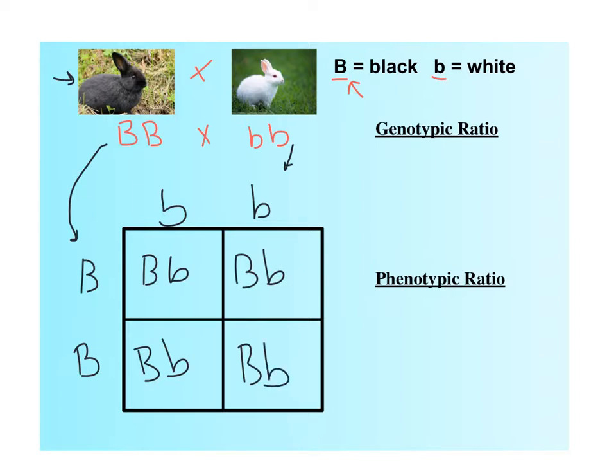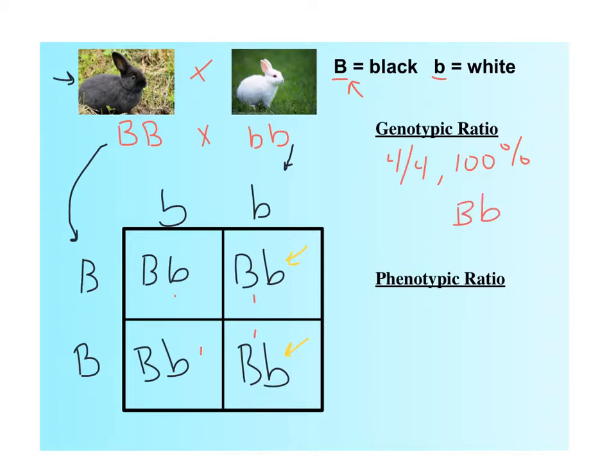Genotypic ratio. That's just the ratio of all the different genotypes that we get. Now, if you notice, they're all the same. All four boxes, 1, 2, 3, and 4, have the same genotype of big B, little b. So our genotypic ratio, 4 out of 4, or 100%, are going to have the genotype of big B, little b.